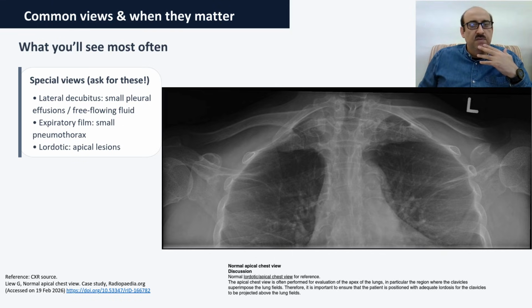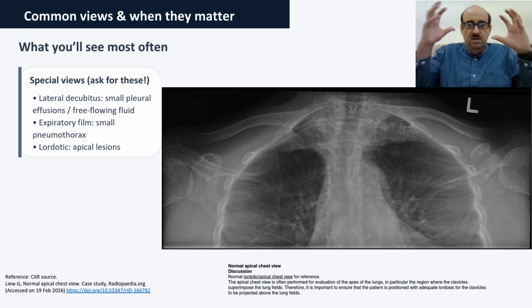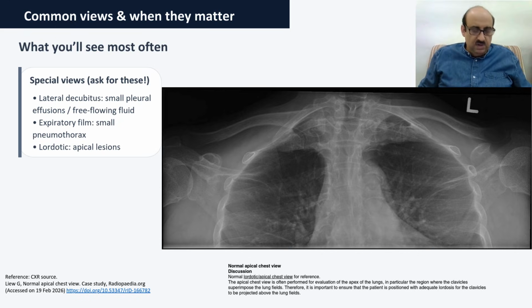And lordotic views, which in this case is usually for small apical lesions, because the lung apex on a normal PA film is too crowded due to the clavicles and the upper ribs, and the apex itself is a narrow part. So sometimes shadowing over there may not be very obviously visible. So the lordotic view actually helps in delineating that particular part.